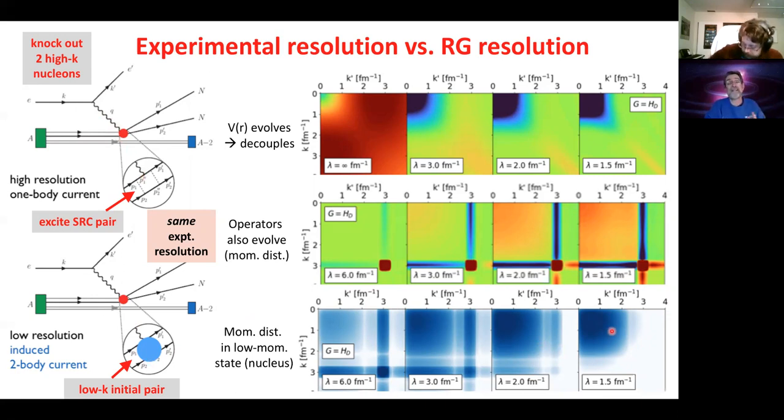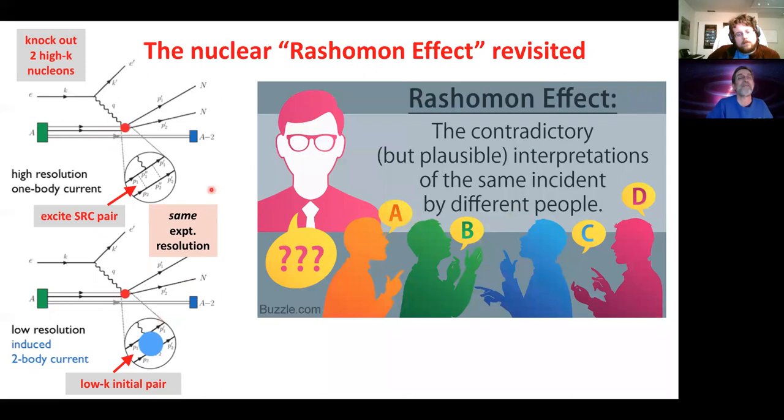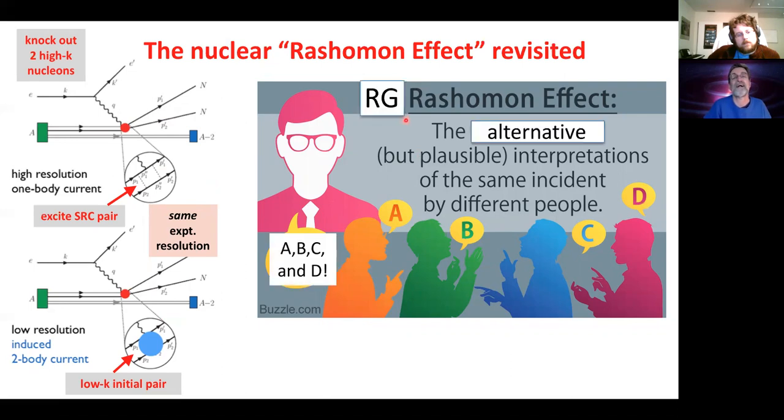And if you go ahead and then do this, it's a long story at this point, but we're stopping here. All of the features that they found in those experiments with knocking these things out are exactly reproduced. And they're exactly reproduced because this is a unitary transformation, and a unitary transformation preserves eigenvalues and everything else that you can actually measure. Okay. So if we revisit this nuclear Roshuman effect, we're going to change it to the RG Roshuman effect, which says instead of contradictory, but alternative interpretations are possible.